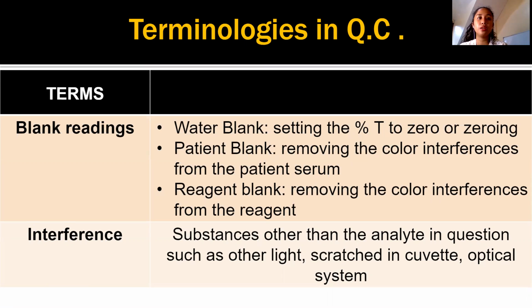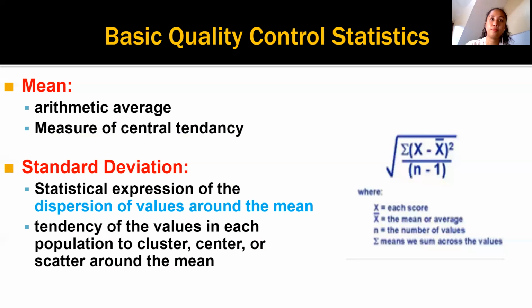Basically, that's it. Interference is any substance other than the analyte in question, such as stray light or a scratch in the cuvette optical system. Sometimes the cuvette, where we put the sample for reading, gets scratched. It could interfere and erroneously increase our results. That is interference.